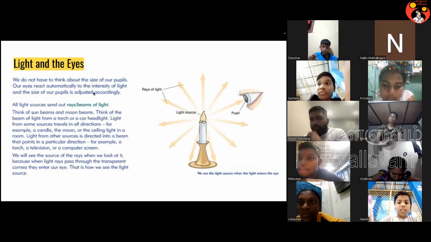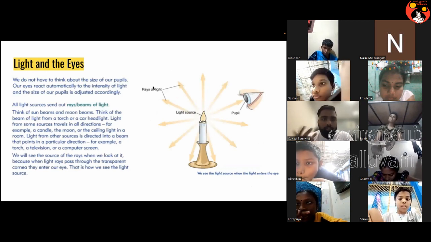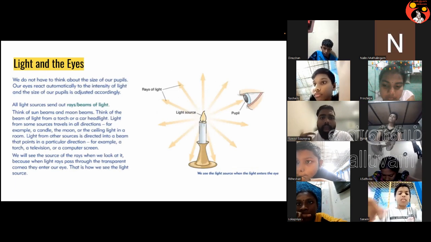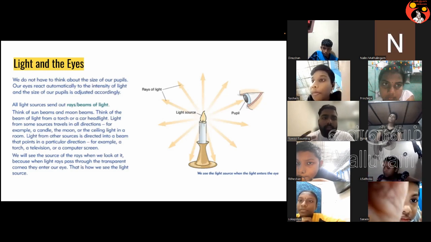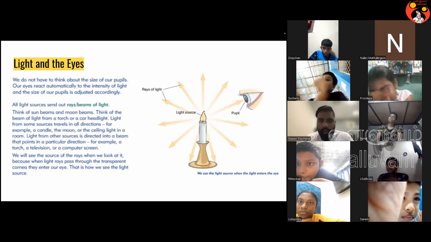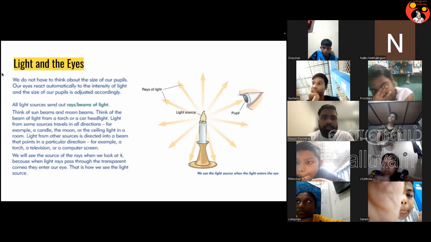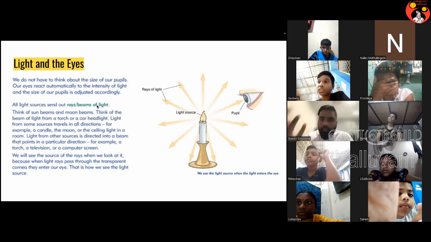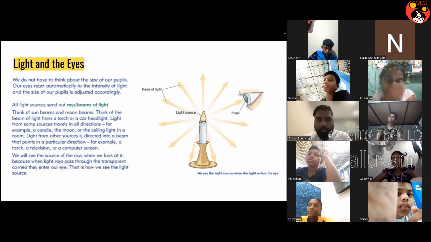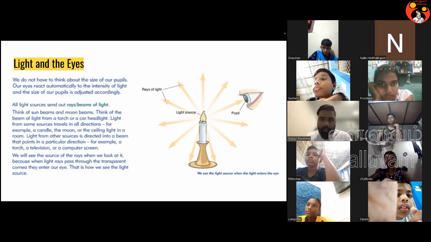Now, the size of our pupils is not something that we actively manage as human beings. It's an automatic reaction to the intensity of light. Now, all light is sent out using rays or beams. We're a bit short on time, so I'll skip through this, but essentially it's just saying that we don't actively manage it. You and I don't think about going, oh, let me make my pupil bigger or let me make it smaller. It's an automatic reaction our body has to the intensity of light around us.